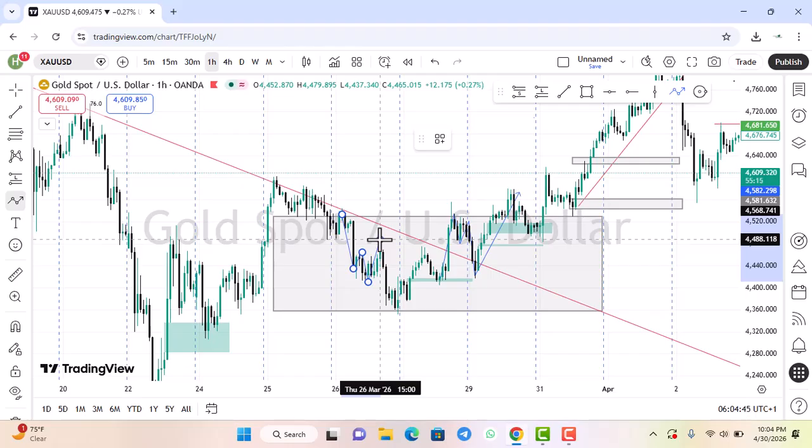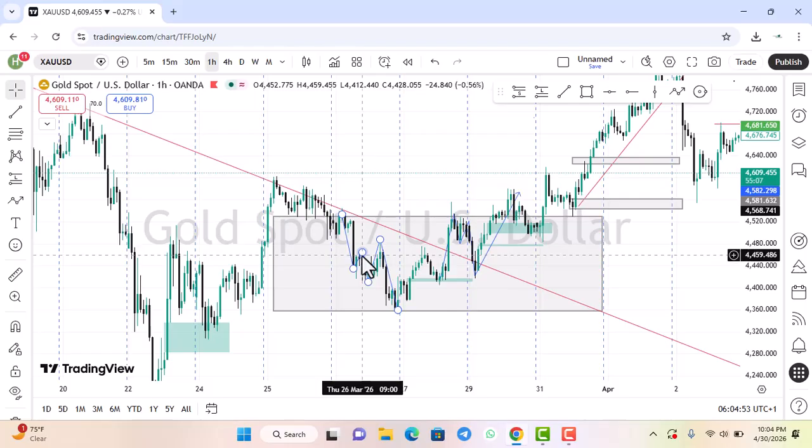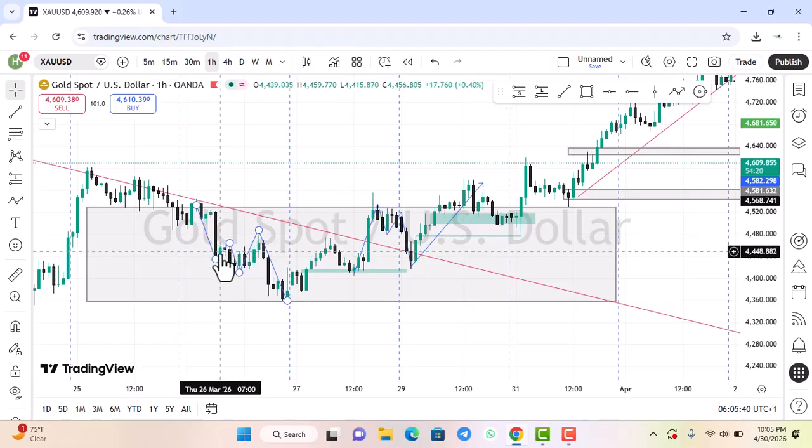And after the liquidity has been swept, then retracement. We have our retracement here. So here, this is the objective. You can see the objective of the reversal. This is not the reversal. It is a fake pullback. Price did that to engineer liquidity.